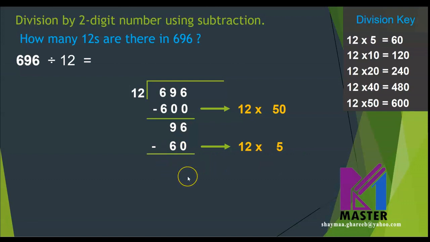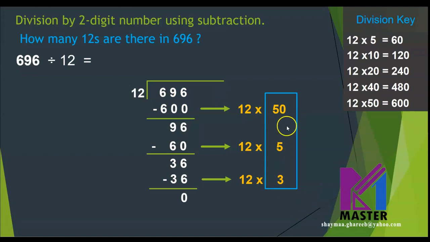So let's do the subtraction. Now I have 36. So far I found 50 12s, then 5 12s, and what about the 36? How many 12s are there in the 36? Let's count on by 12 and find out. 12, 24, and 36. So I can take all the 36 as 12 times 3 or 3 12s. Then I finished all the 12s in the 696. Now let's count on how many 12s we found. 50 and 5, 55. Then it will be 58 12s.